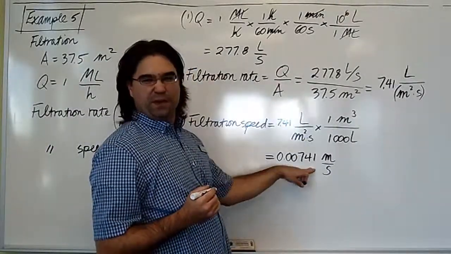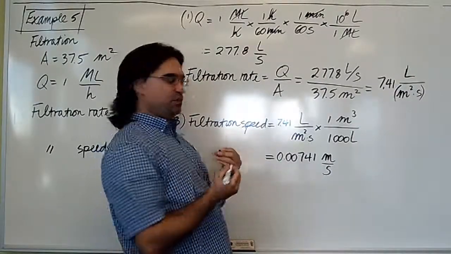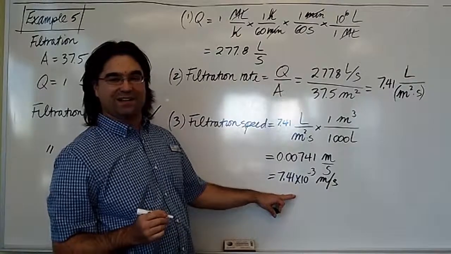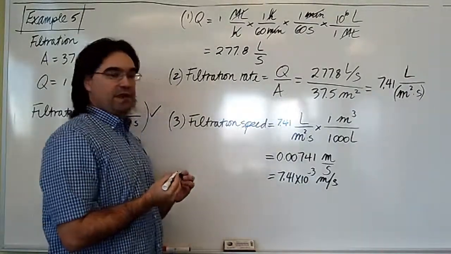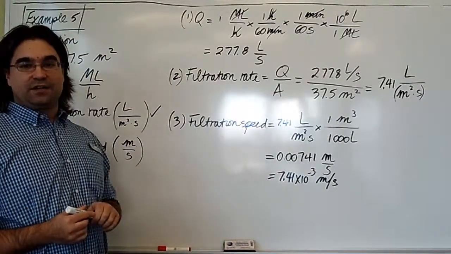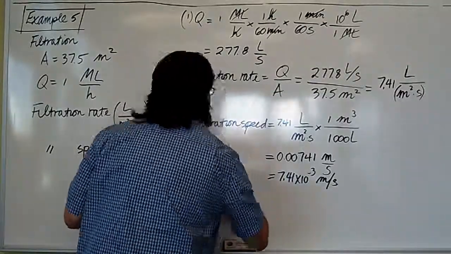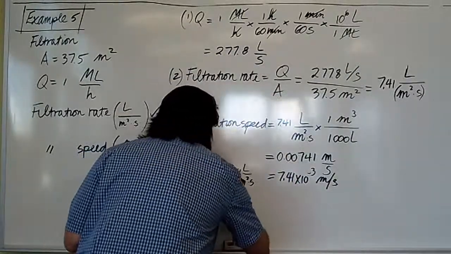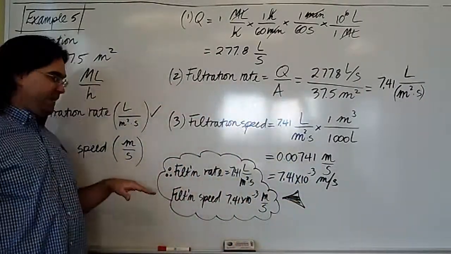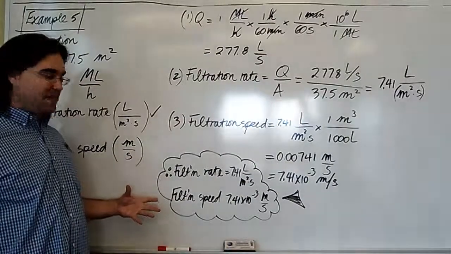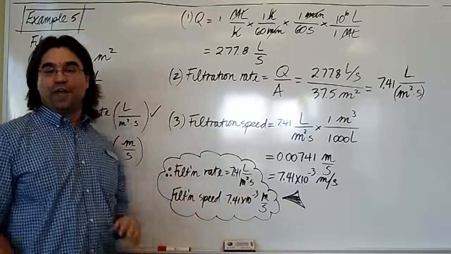But this is a very small number, and I don't like having so many zeros at the start. I'm going to turn it into scientific notation. Voila. 7.41 times 10 to the minus 3 meters per second. I'm now ready to conclude this exercise with a concluding statement as follows. And then I make that final answer obvious and unmistakable by putting a pretty cloud around it, possibly even a chevron or an arrow pointing to it.